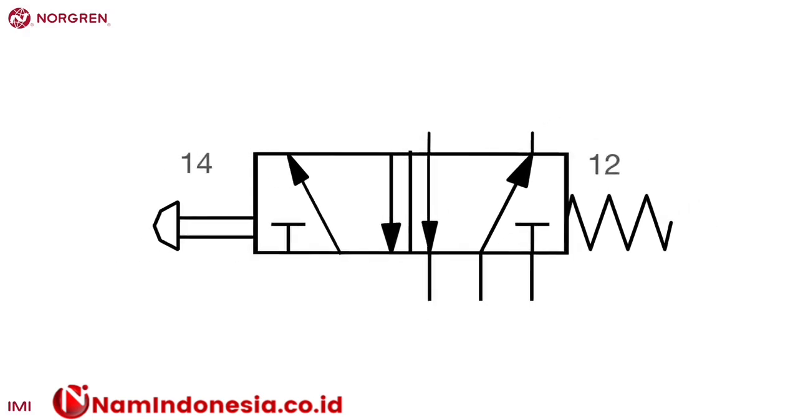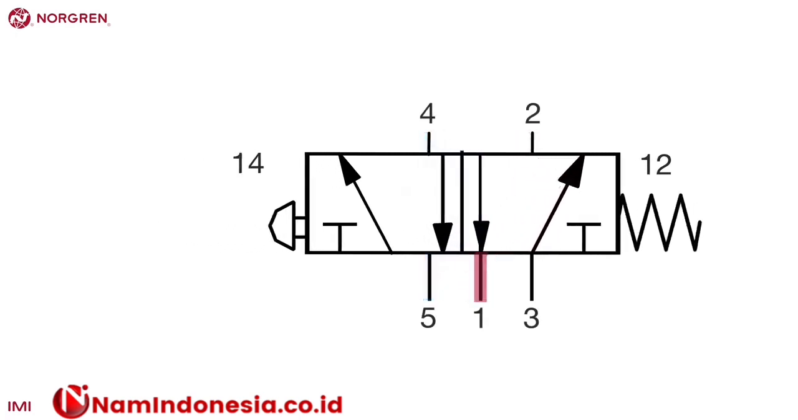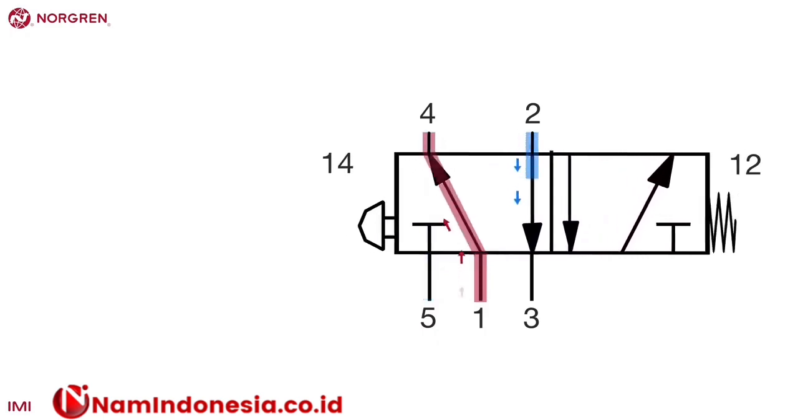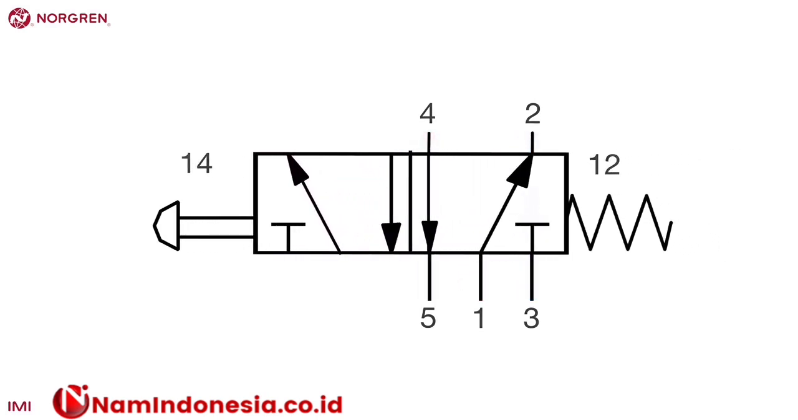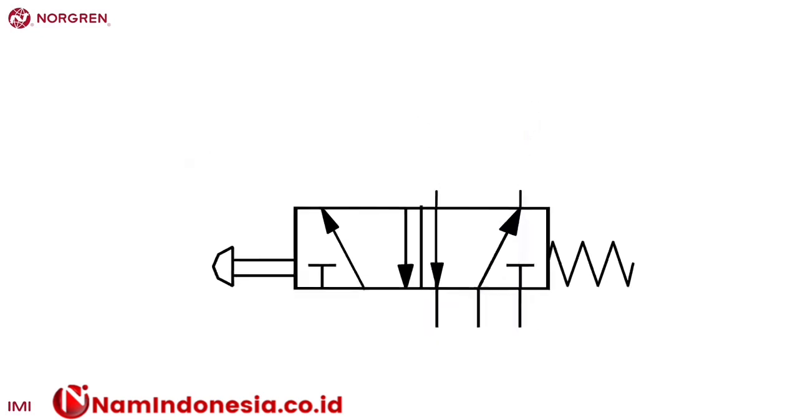Two boxes represent two positions, and the ports are numbered. When the air flows to port 2, the air from port 4 passes to the exhaust. When the air flows to port 4, the air from port 2 passes back through the exhaust. A 4-2 valve is less common and is not shown here. These valves are similar to a 5-2 valve but share an exhaust port.